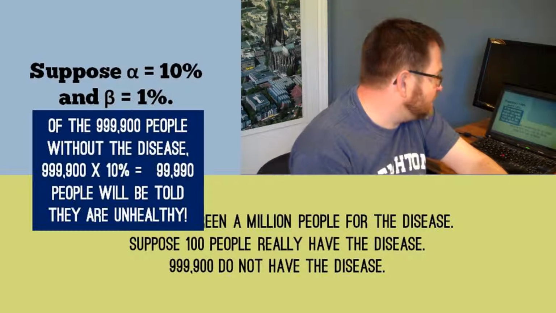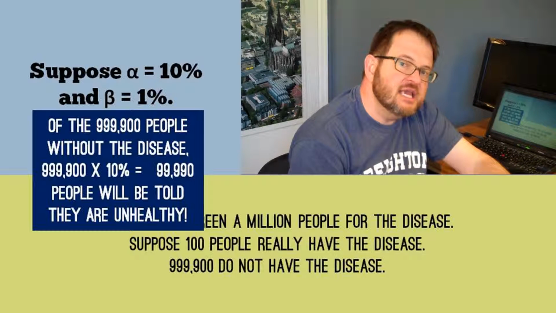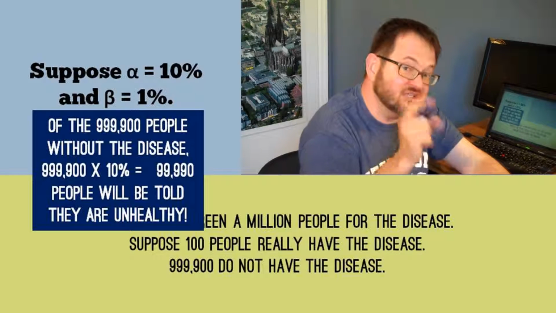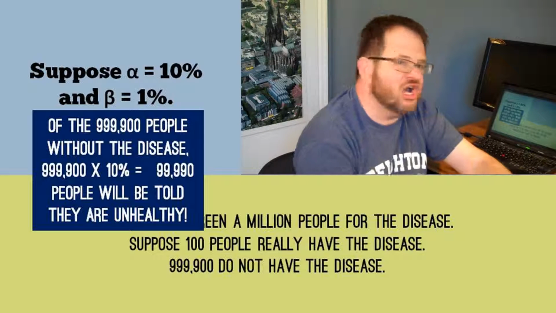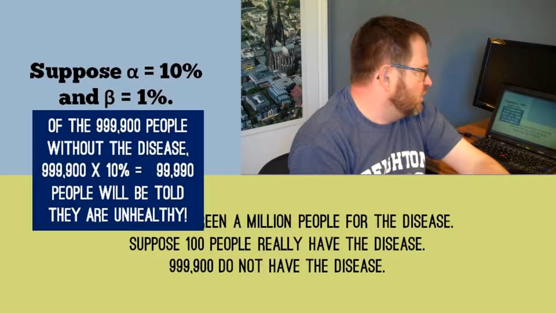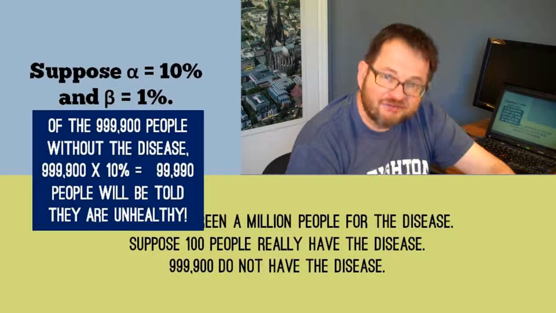Of the 999,900 people who don't have the disease, alpha's 10%. Any given time we run the experiment, there's a 10% chance we're going to tell them they're sick when they're not. 999,900 times 10% is almost 100,000 people. We're going to tell them that they're sick, and they're fine.